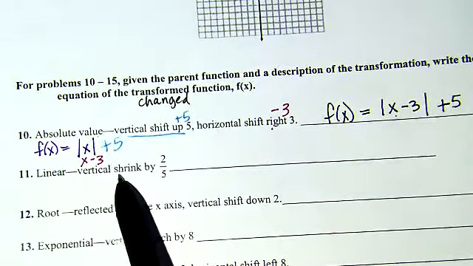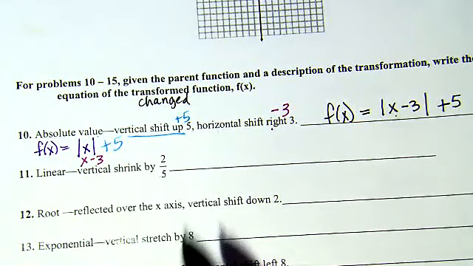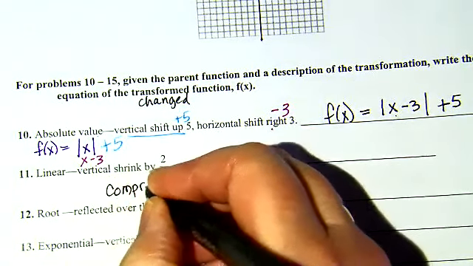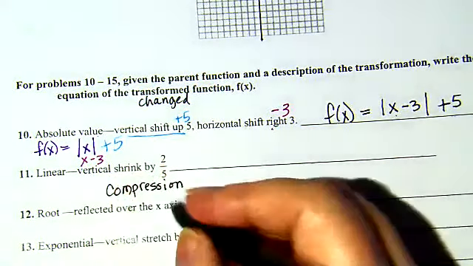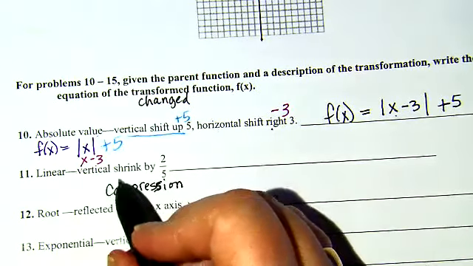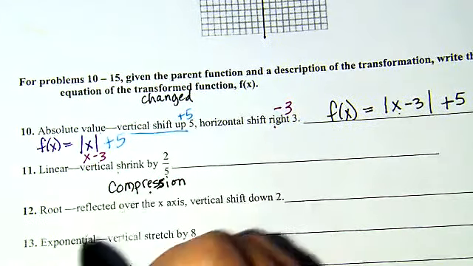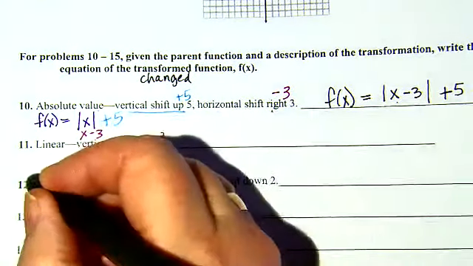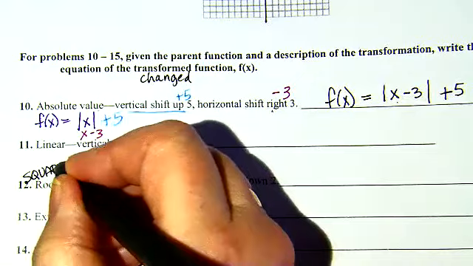Let me just say one thing here. Shrink is the same thing as compression. If you watched the EdPuzzle from yesterday, that was in the notes in the discussion there. But shrink is just another word to say compress. There's different kinds of root, and when they don't tell you, we'll assume that this one is square root.